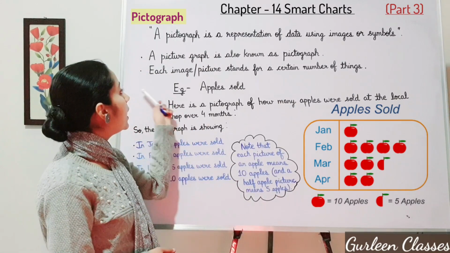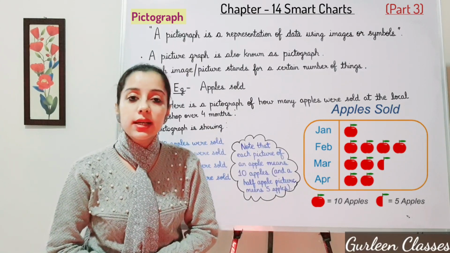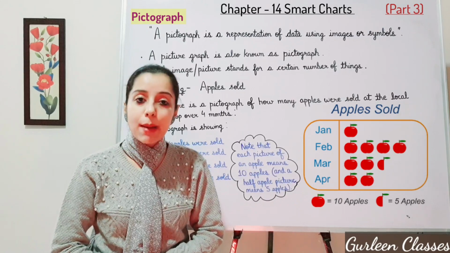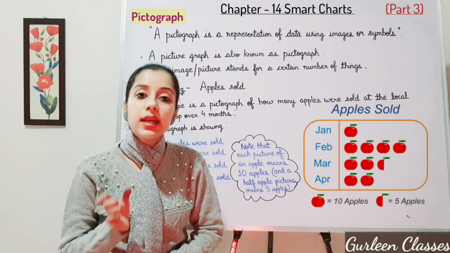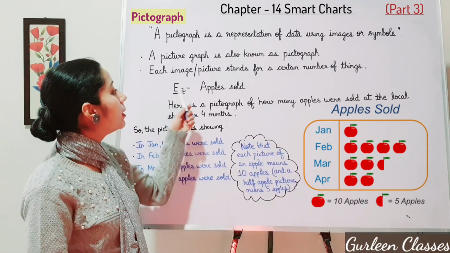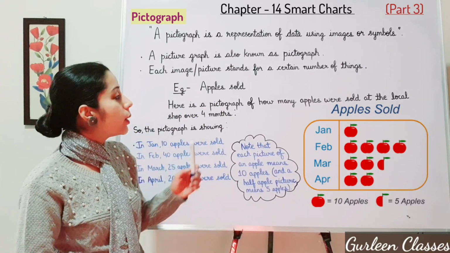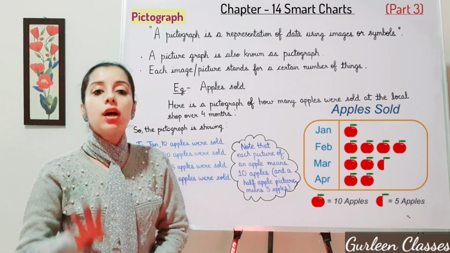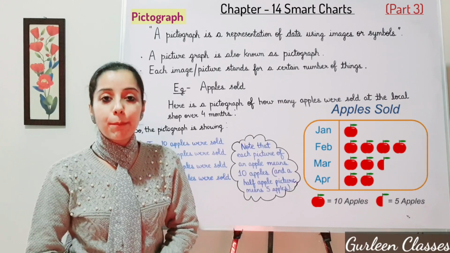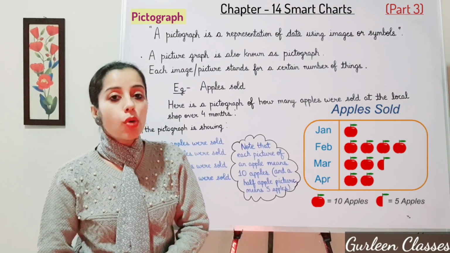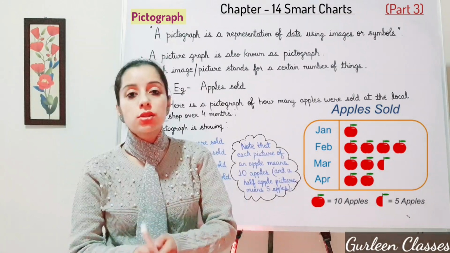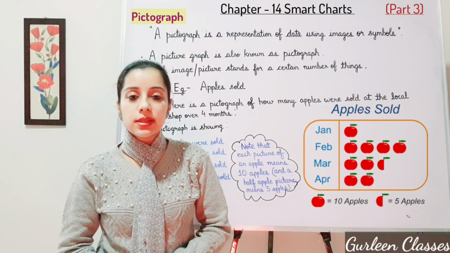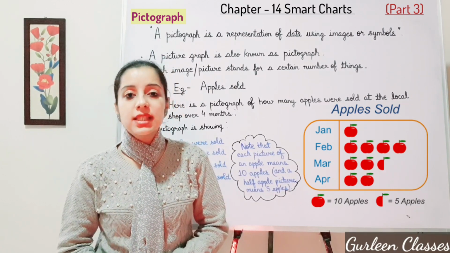So now each image or picture stands for a certain number of things. Here in the example you can see where we have drawn apples. It stands for a certain number of things. Example, apples sold. So here is a pictograph of how many apples were sold at the local shop over 4 months. So students, note that here each picture of an apple means 10 apples, and each picture of half an apple means 5 apples.